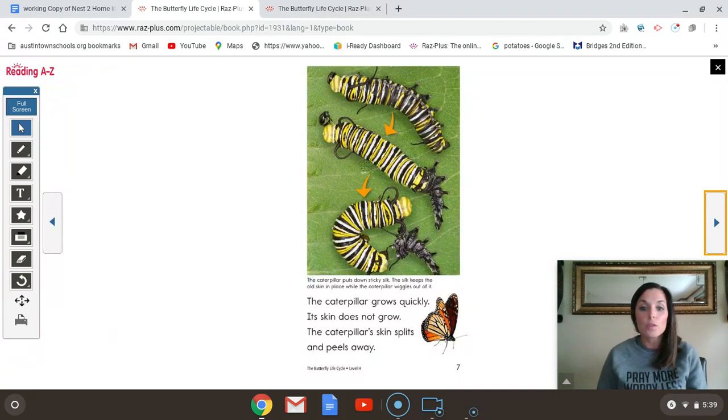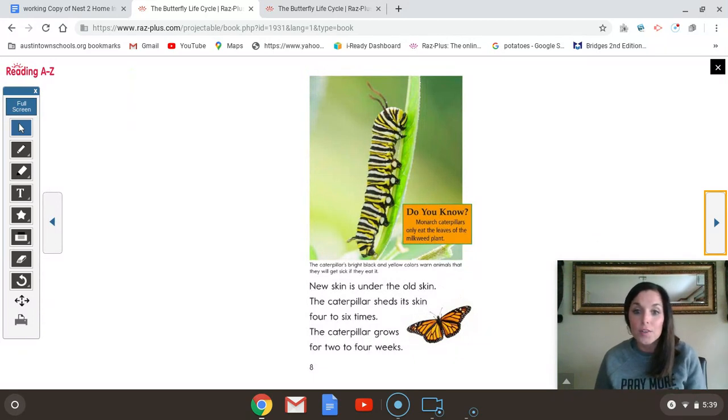The caterpillar grows quickly. Its skin does not grow. The caterpillar's skin splits and it peels away, okay? You see that? And the caption says, the caterpillar puts down sticky silk. The silk keeps the old skin in place when the caterpillar wiggles out. Kind of like a snake, like snakes get new skin.